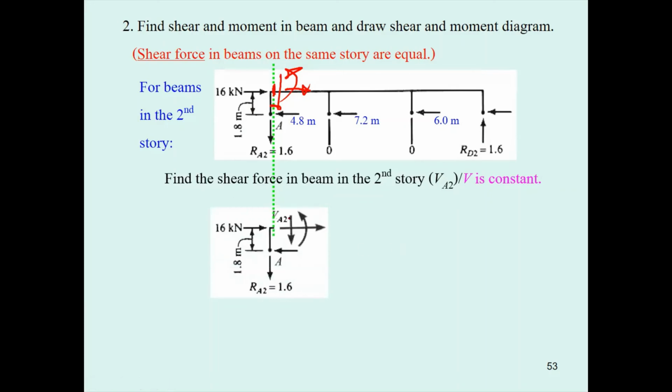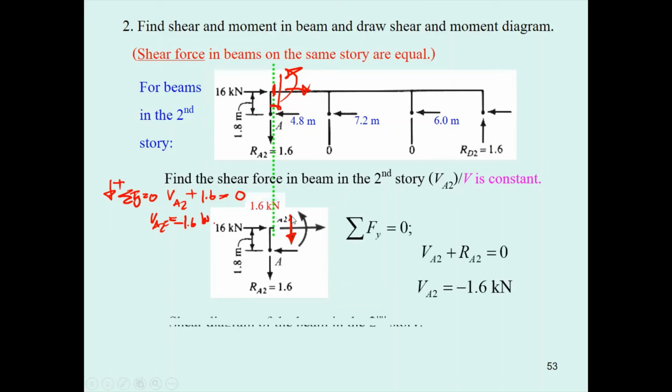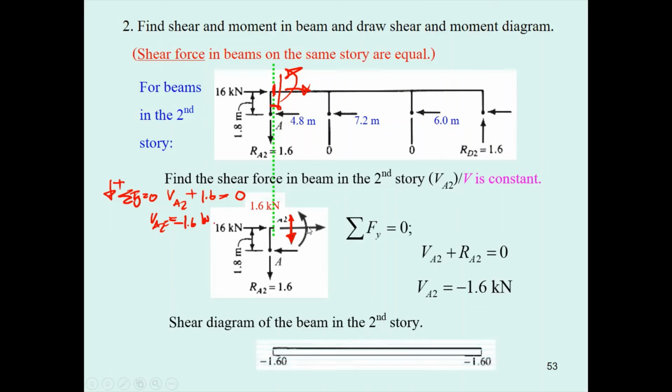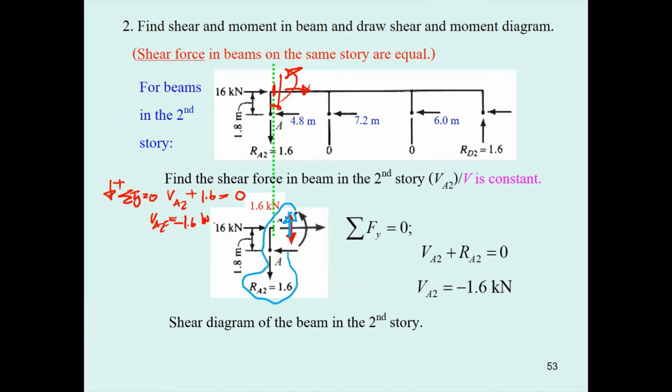Okay, the force that we are considering is this one. Summation of F sub y equal to 0. Downward is positive. V sub A2 downward plus 1.6 is going to be 0. So what we have is V sub A2 equal to minus 1.6 kilonewton. So the direction of this is wrong. It's going to be in the reverse direction. So this direction is wrong. The reverse direction is going to be upward to make the force over here in balance.